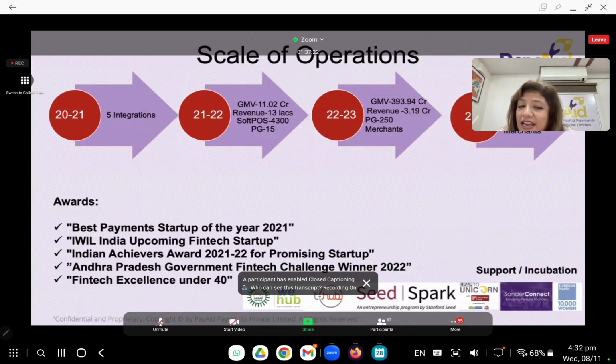We are supported by AIC Elite V-Hub. We're part of T-Hub's Cohort 6, Stanford Seed Spark, and I've recently finished a program with the Goldman Sachs 10,000 Women Entrepreneur Program at IIM Bangalore. Out of the awards that we have won, the one that's closest to my heart is the Andhra Pradesh Government FinTech Challenge Winner Award, which was organized by APIS along with the Andhra Pradesh government, where we got a cash prize and a chance to work with the government of Andhra Pradesh.